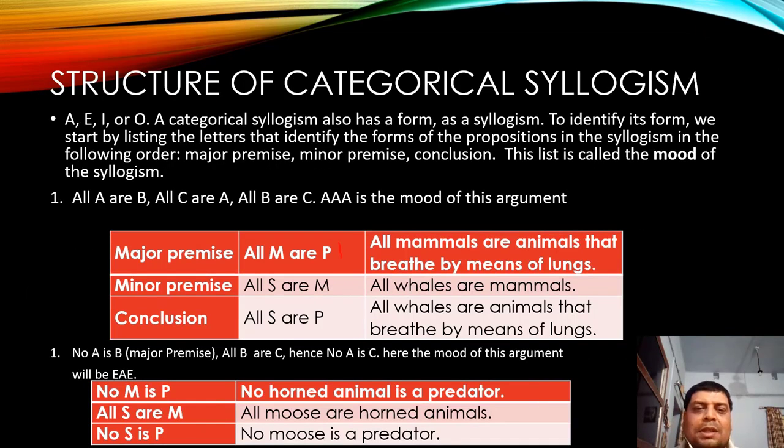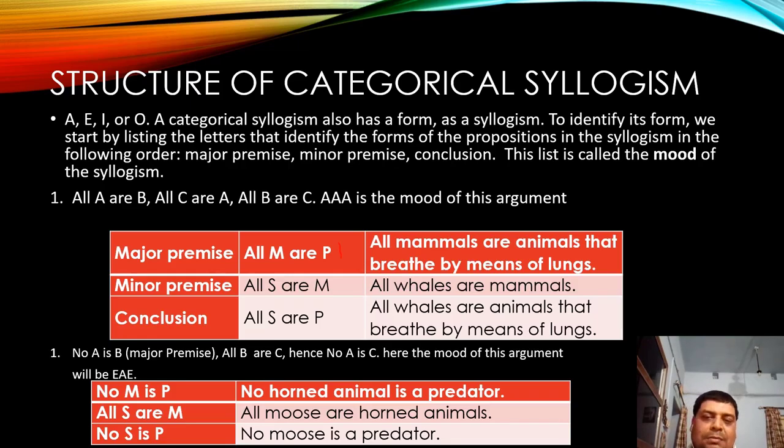Now we will see the structure of categorical syllogism. As we know, there are 4 types of proposition: universal affirmative, universal negative, particular affirmative, particular negative. They are represented by A, E, I, O. These are the 4 letters by which they are represented. So A represents universal affirmative, E represents universal negative, I represents particular affirmative, O represents particular negative.